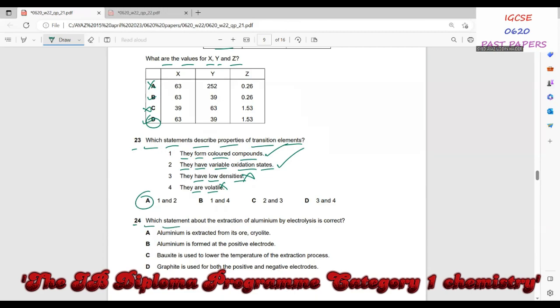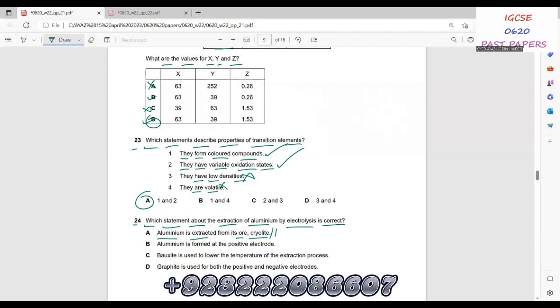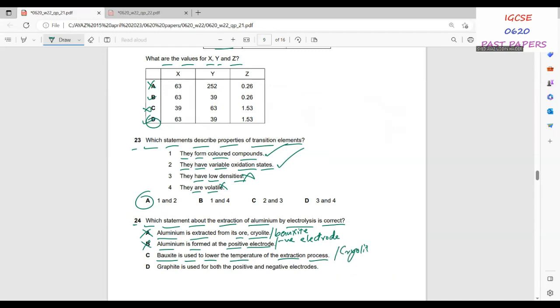Number 24, which statement about the extraction of aluminium by electrolysis is correct? Aluminium is extracted from its ore, cryolite, wrong. Bauxite is used, which is the ore for aluminium. A is wrong. B, aluminium is formed at the positive electrode. This is again wrong. It's produced at the negative electrode. C, bauxite is used to lower the temperature of the extraction process. This is again wrong. Cryolite is used. So we are left with only D. D will be the right answer. Graphite is used for both the positive and negative electrodes. This is right.